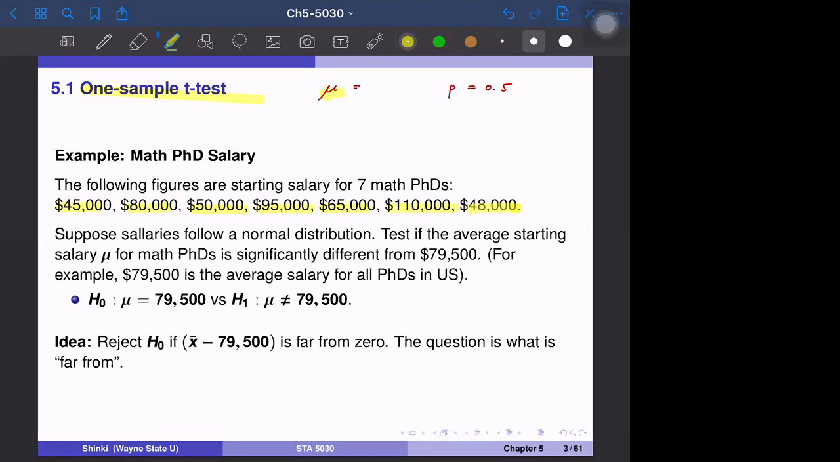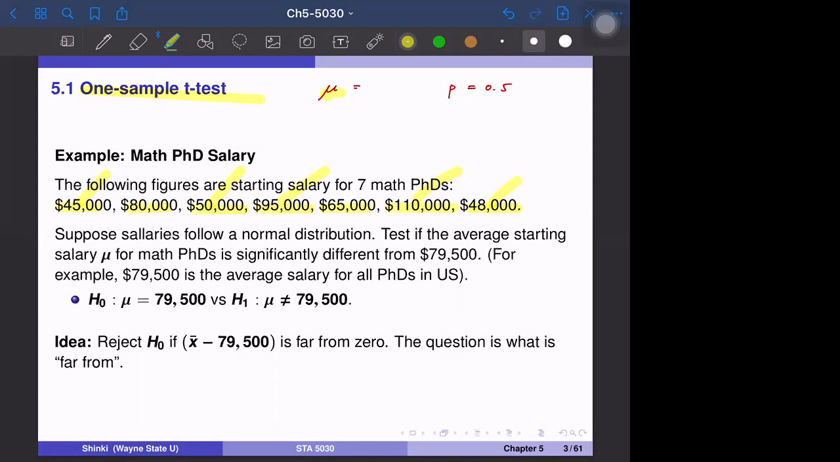So this is a kind of typical data from math PhDs. Maybe some people got a job in finance, then they may get these days even higher than this. But if you do postdoc, probably the salary is like 45 to 50. That's possible.